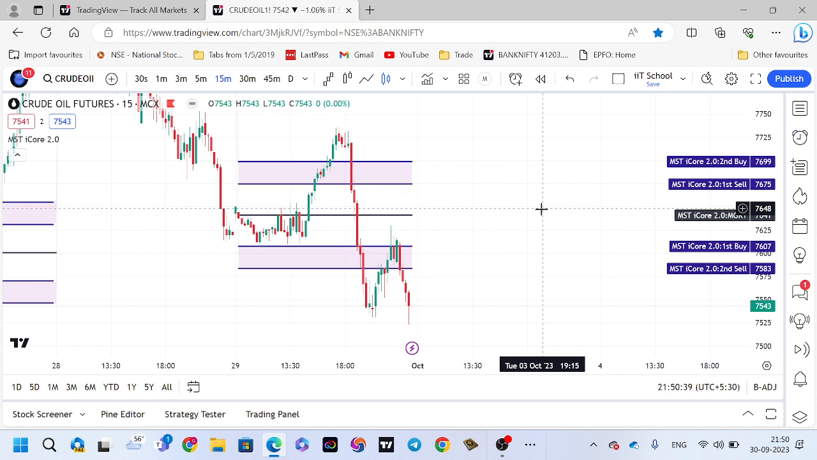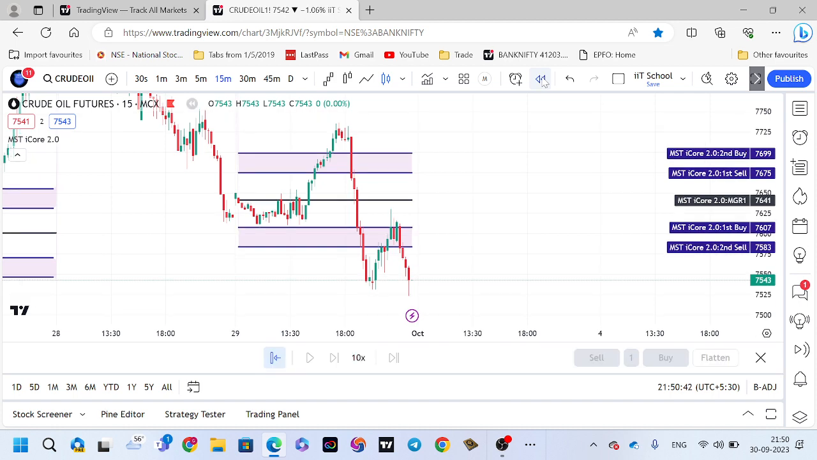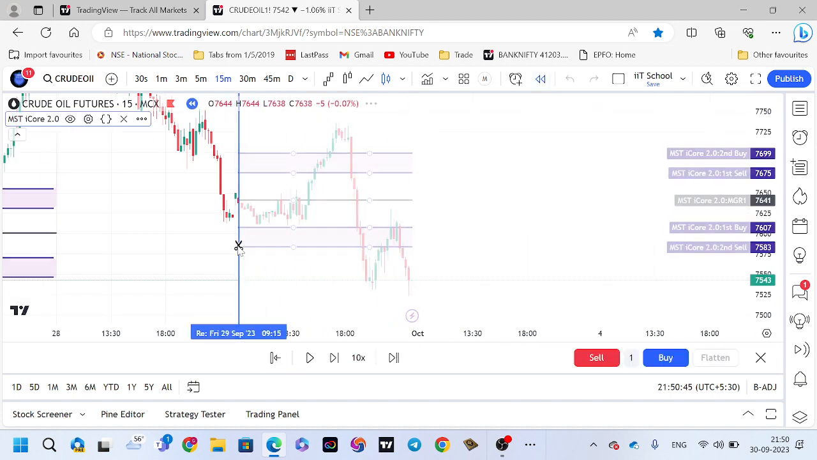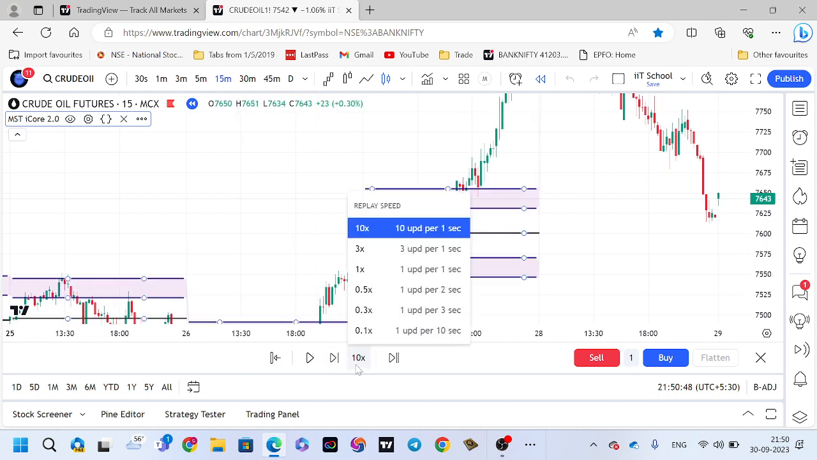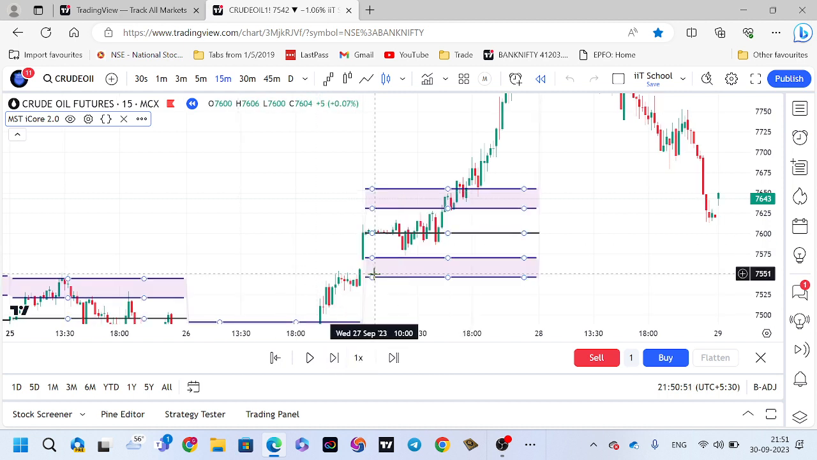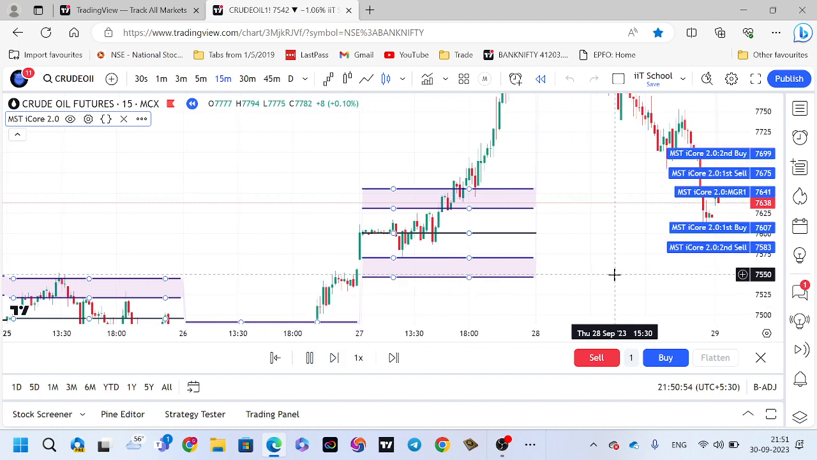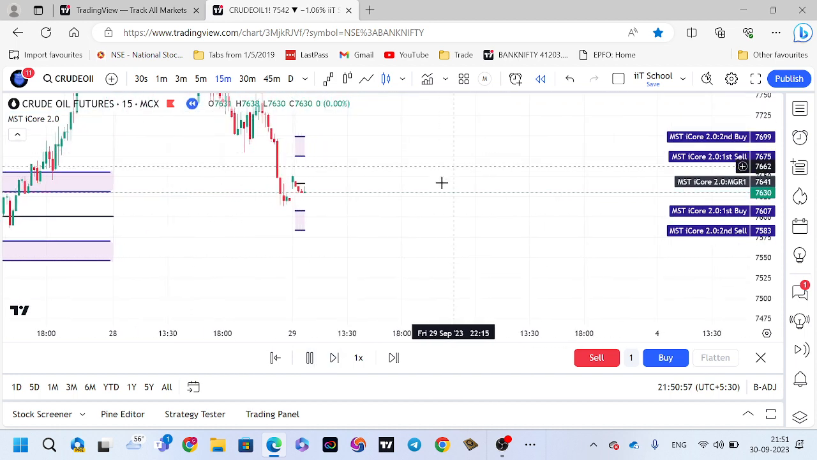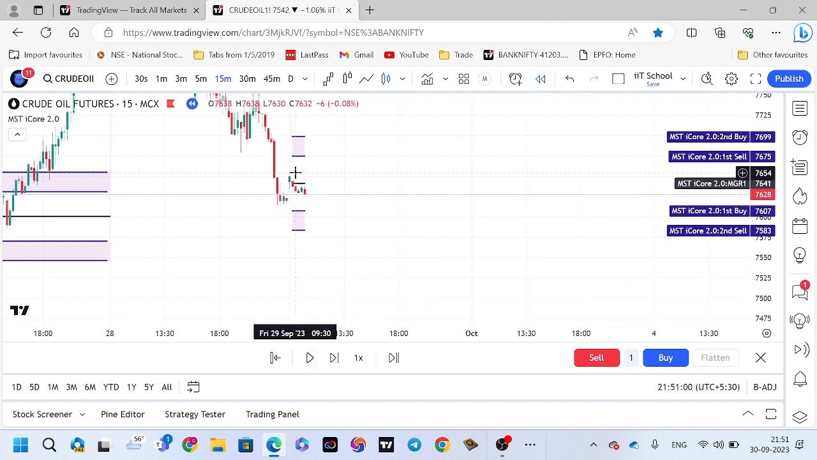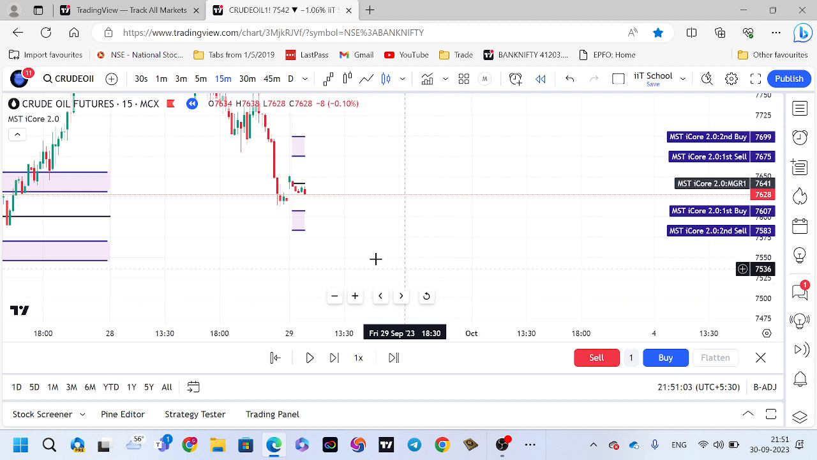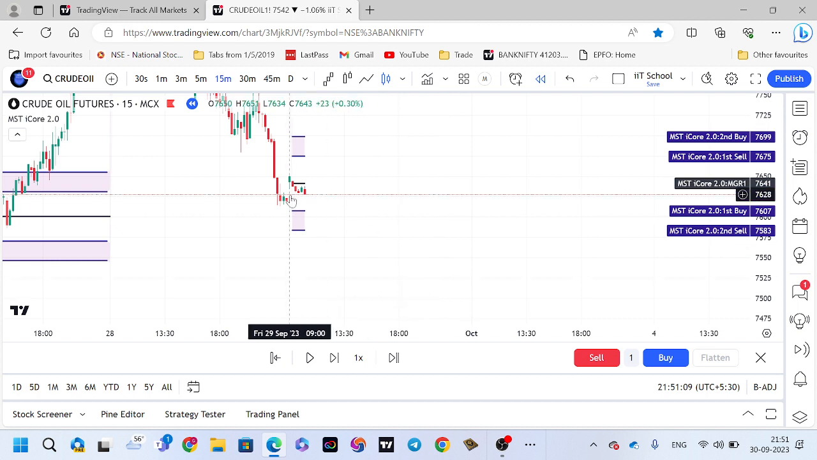Our strategy is very simple. The market is about to open, and I will use the replay option. Look at the system. Now the market has just opened. Immediately after the market opened, we got our buy levels and sell levels. When the market comes down to 7607, we will be buying. If the market goes to 7675 first, we will be selling. If buy is activated, there is no sell. If sell is activated, there is no buy. We have to trade only once a day.